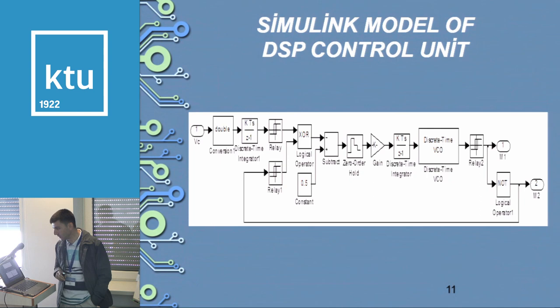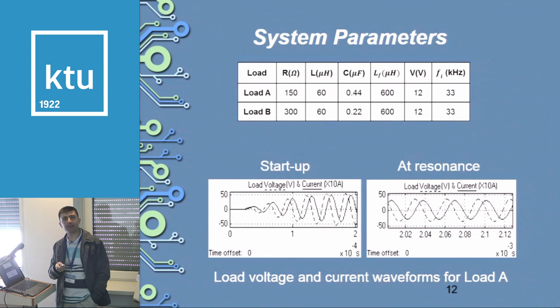And some simulation results are taken by the Simulink model. Our test conditions are for two different plots. One of them is a 150 ohm load and the other one is a 300 ohm load, and we use the same inductor for the choke coil, and for different resonant conditions we change the resonant capacitor. According to this, we start from a 33 kilohertz initial frequency, and according to this frequency we try to catch the resonant frequency.